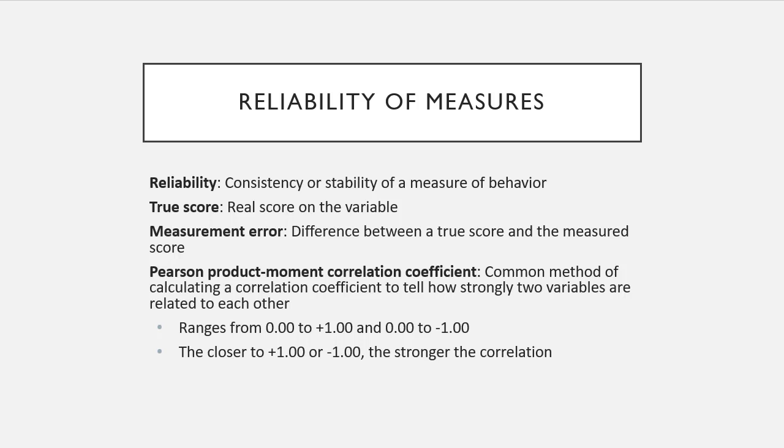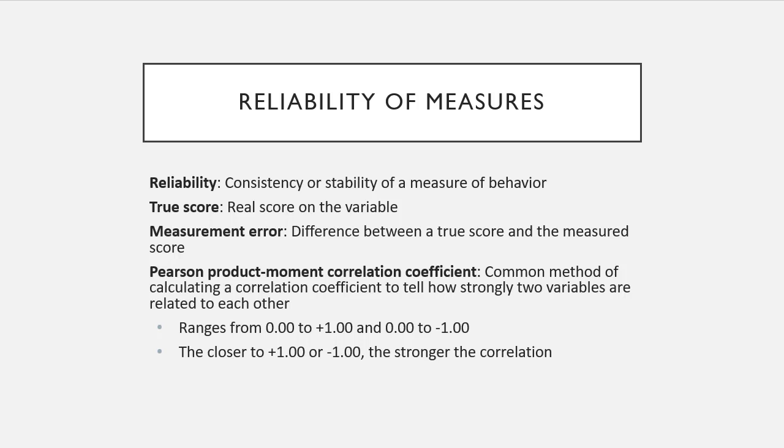But if you stepped on the scale maybe 10 times in 30 minutes, you should get the same measurement unless you've eaten a lot or something. So the reliability of the measure is whether or not our measurement is stable. And there are different ways that we can measure stability that we'll get into in just a little bit. So the true score is the real score on the variable. So whatever the actual real score is, that's called the true score. By the way, we don't always know what the true score is. We just rely on the measurement to give us some kind of output.